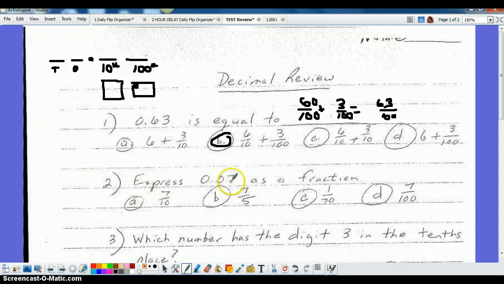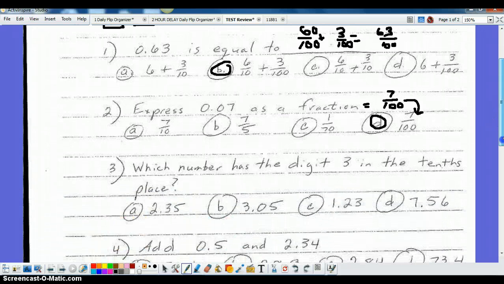Question 2, expressing 7 hundredths as a fraction. What I tell the students to do is not just aimlessly circle. They may automatically know that D is the answer, but what I want them to do is practice making sure, okay, let's convert it and then check and see if one of my choices is there. That's what it would look like as a fraction, which matches this. No other one would match, so this works. Moving on to number 3.